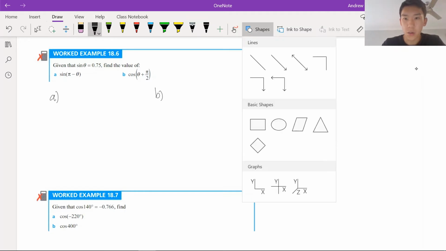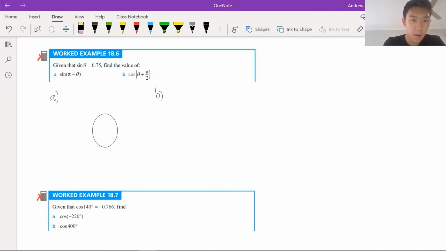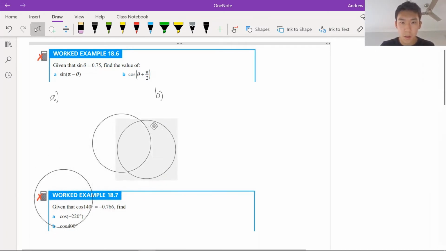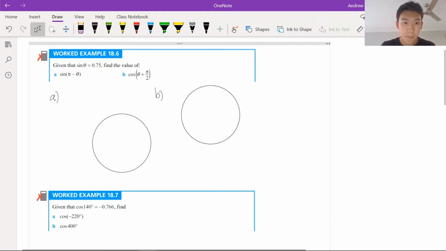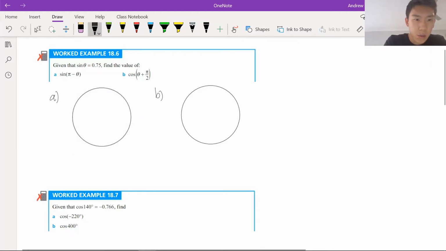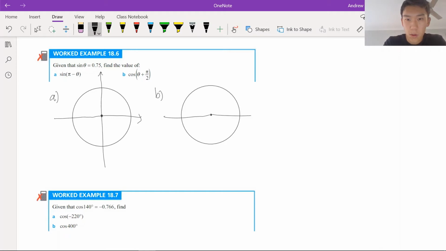Let me get a nice circle going. That'll do. Let's get two of these going. Oh, gotta click on the edge of it. Right. Now let's try to locate this. Could have used the axes, but oh well.